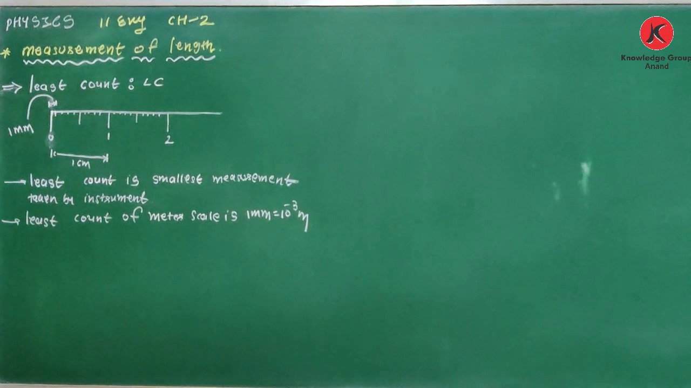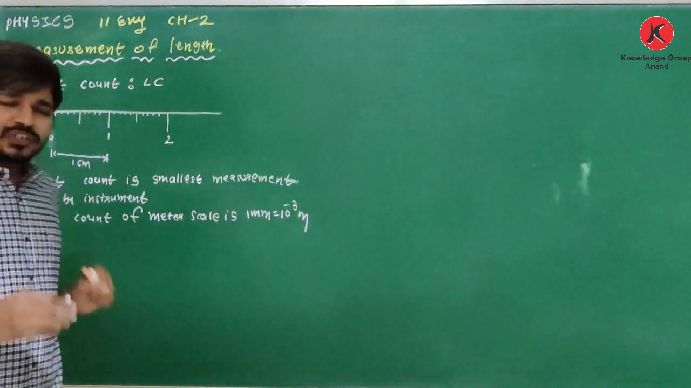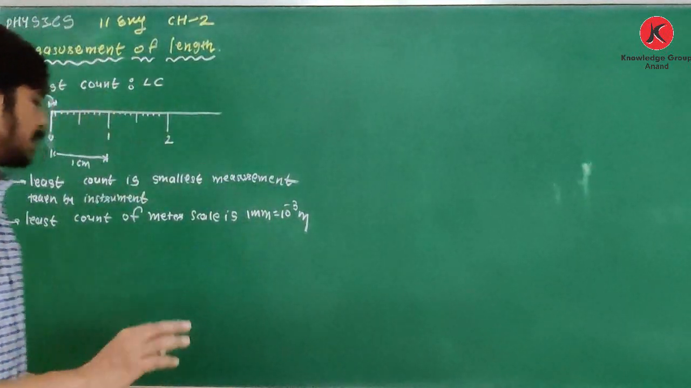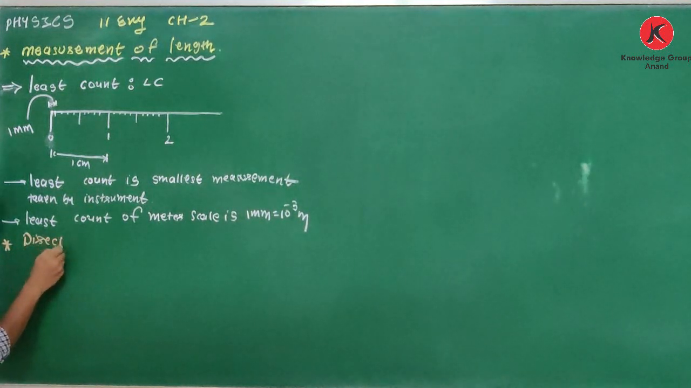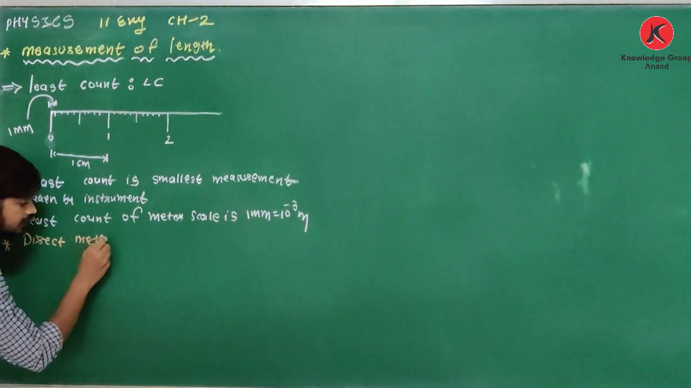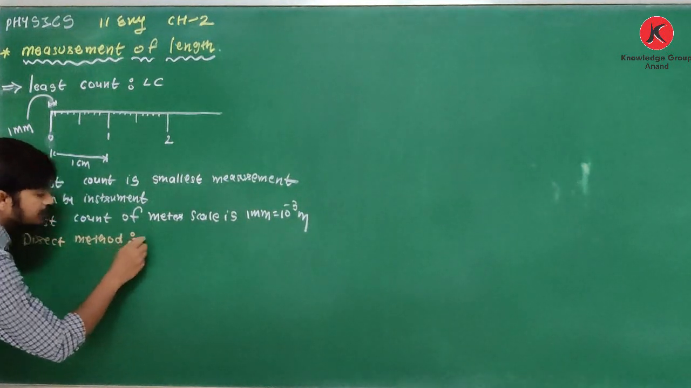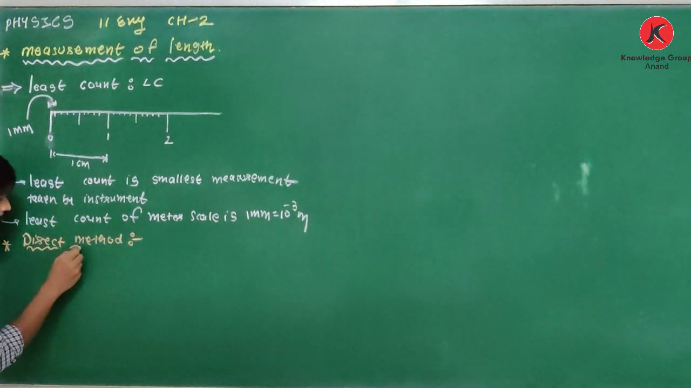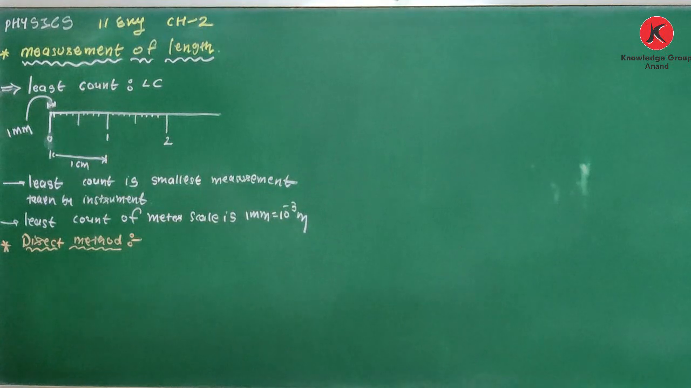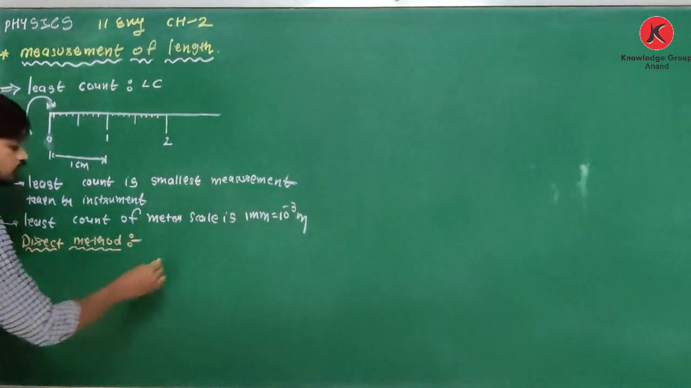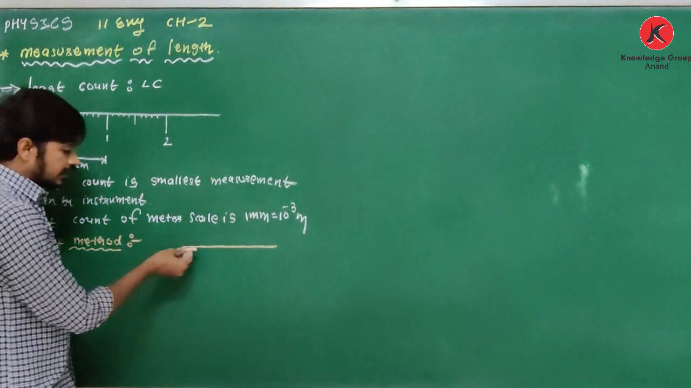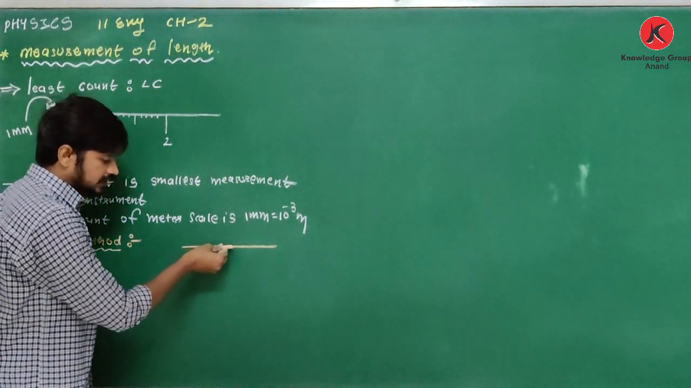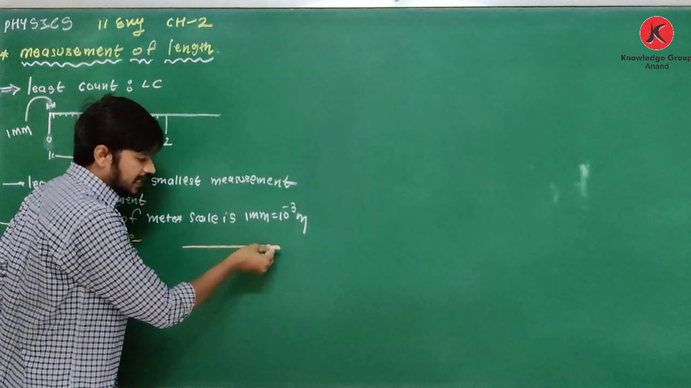Now for measurement of length, first of all we will see some direct methods. Direct method means you have to compare the instrument with the object. If I want to find the length of this line, you have to put the scale like this. So that is the direct method.